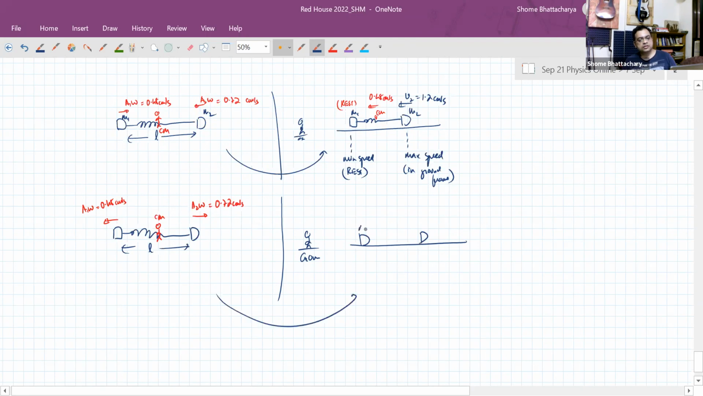This one is having a velocity in the ground frame of 0.48 plus 0.48, 0.96 centimeters per second. This one is having a velocity in the ground frame of 0.72 minus 0.48. So that's how much? 0.54.